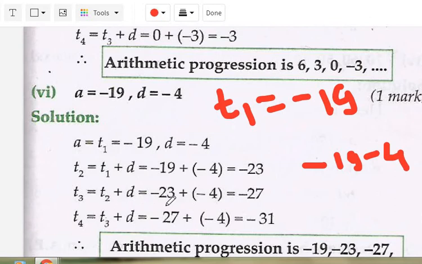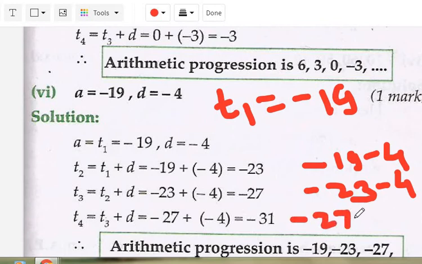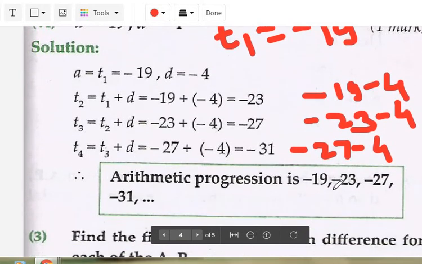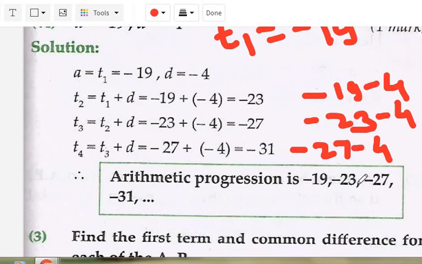Again t3 is equal to t2 plus d. t2 is minus 23 plus minus 4, that is minus 23 minus 4. Minus 23 minus 4 is minus 27. Then t4 is equal to t3 plus d. t3 is minus 27 plus d is minus 4, that is minus 27 minus 4. 23 plus 4 is 31, sign of minus, that is minus 31, and therefore your arithmetic progression is minus 19, minus 23, then minus 27 and minus 31 and so on. That is the question number.